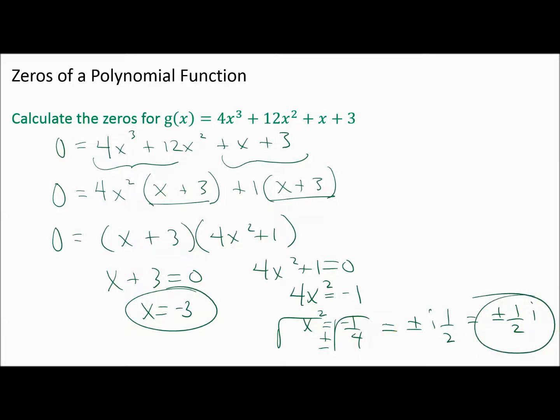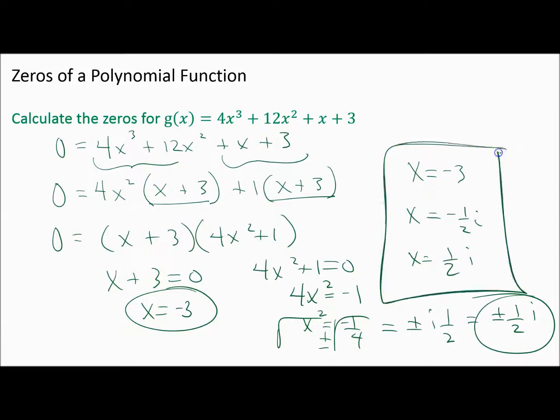And notice the number of zeros. We've got 3. We've got negative 3. X is negative 1/2 i, and x is positive 1/2 i. And zeros can be imaginary numbers. They can be real or imaginary. Again, notice the count, too. This is an x to the third problem, and we have 3 zeros.